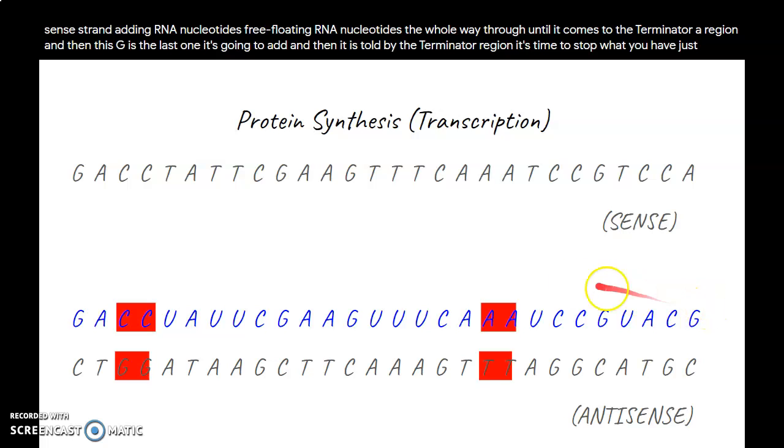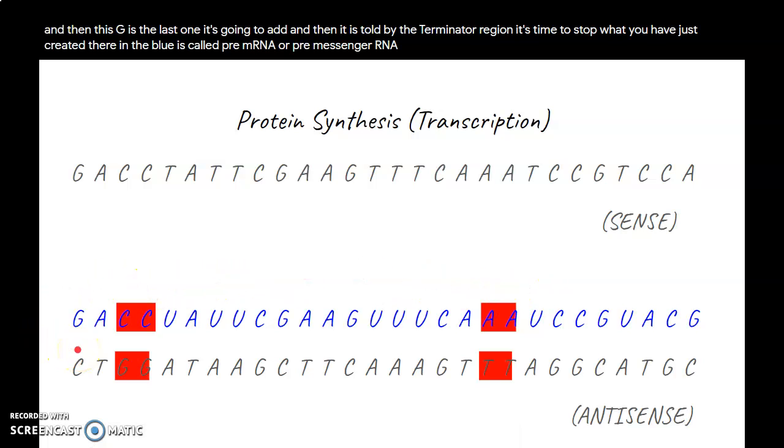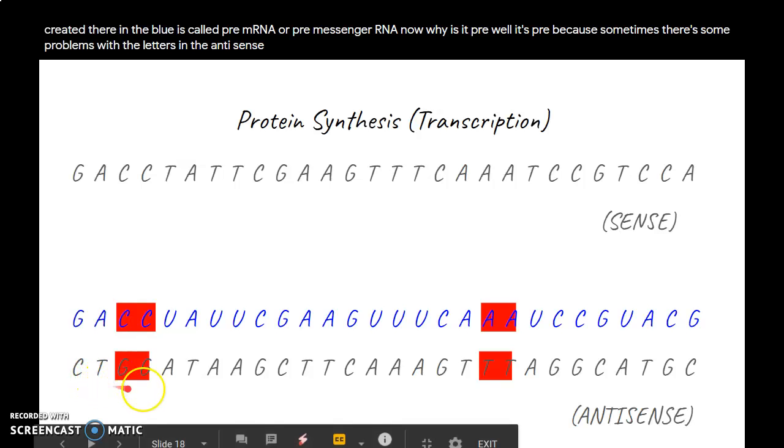What you have just created there in the blue is called pre-mRNA, or pre-messenger RNA. Now, why is it pre? Well, it's pre because sometimes there's some problems with the letters in the antisense strand. You can see that I have a block of red here and a block of red here.